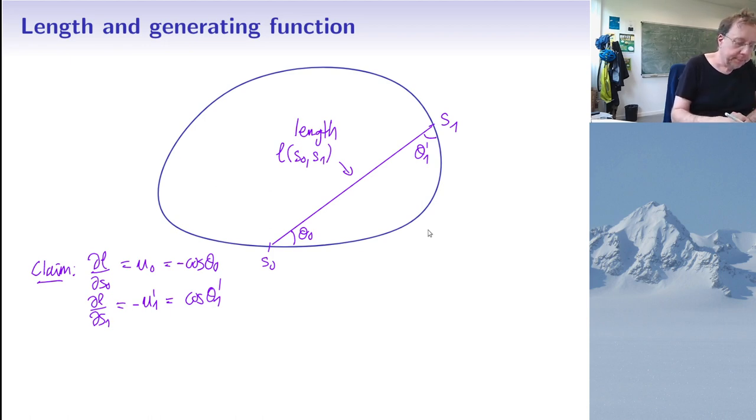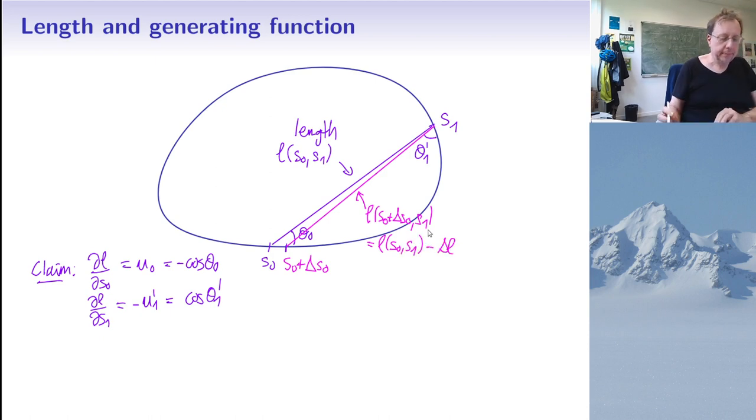Okay, now let me explain the idea of why this is true. Let me move a little bit along the boundary to S naught plus some delta S naught, and look at this new length here. Now the length here would be L of S naught plus delta S naught, S1, but I actually want to write it as L of S naught, S1 minus some small delta L. So you see in my drawing here, it is a little bit shorter.